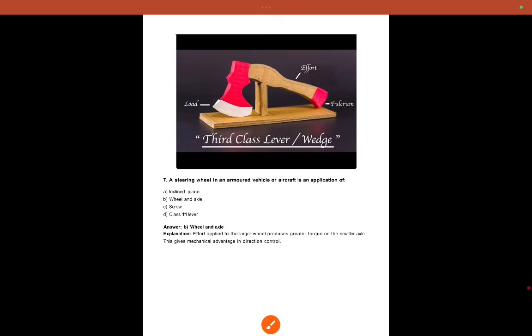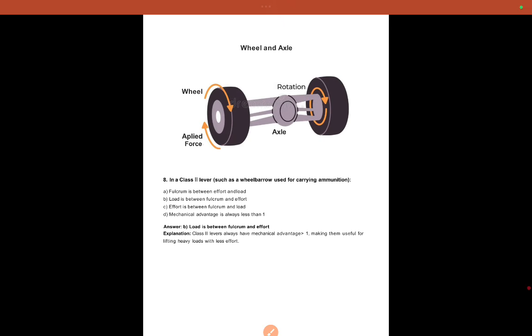Coming to question number 7: a steering wheel in a vehicle or aircraft is an application of wheel and axle. See, not inclined plane, not screw, not levers. It's all about wheel and axle. Effort applied to the larger wheel produces greater torque on the smaller axle. This gives mechanical advantage in direction control. So you can see wheel and axle.